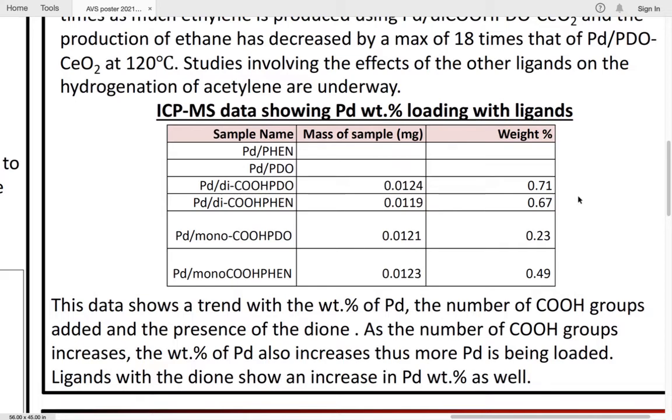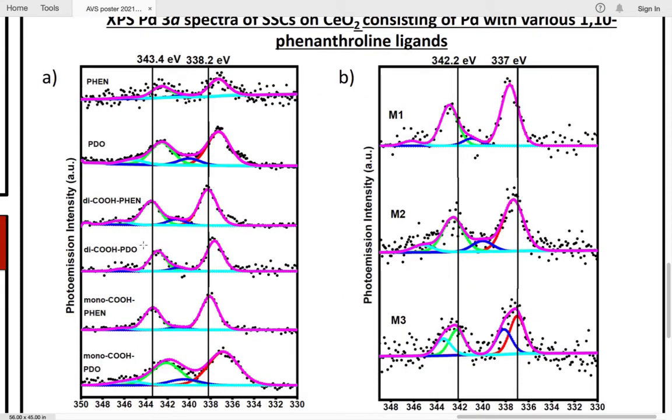Here I show the XPS data of the palladium 3d orbitals. Here I'd like to highlight the type of palladium present in each of the ligands. For the most part, most of the ligands have palladium 2+, which is indicative of single atom palladium forming. However, for some of them, like the dicarboxy-phenanthroline and dicarboxy-PDO and a little bit of PDO, you see a bit of a shoulder at the 335 electron volt binding energy. That is indicative of palladium 0 forming and that I have some palladium nanoparticles present in the system.